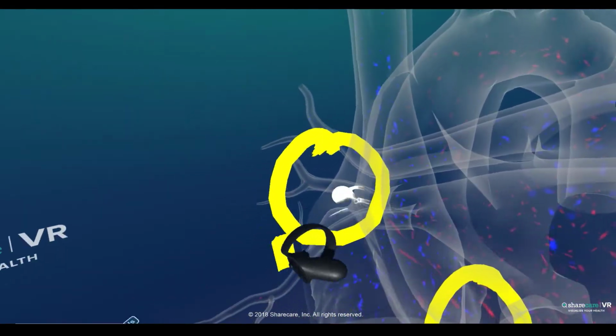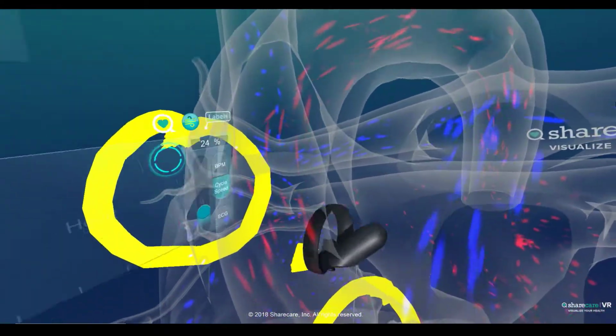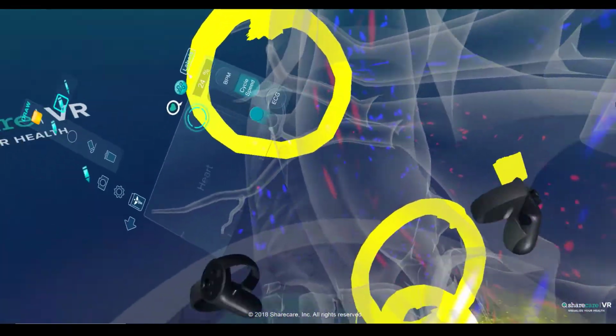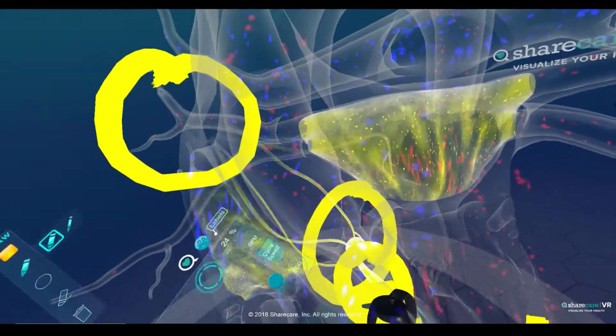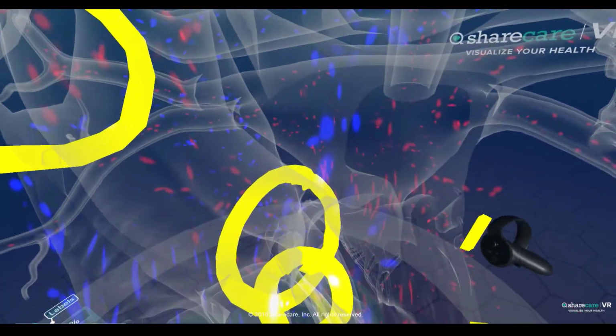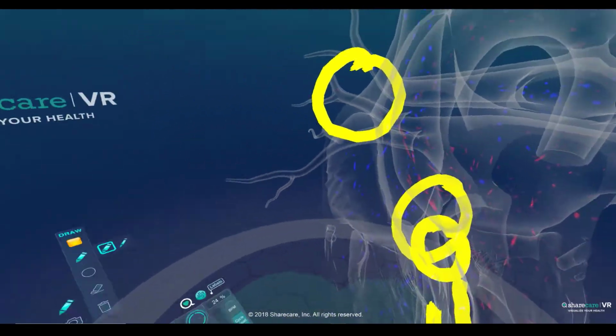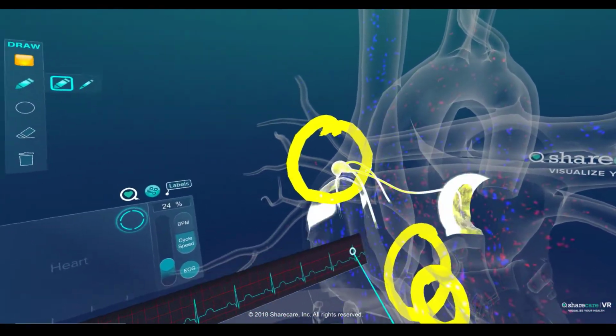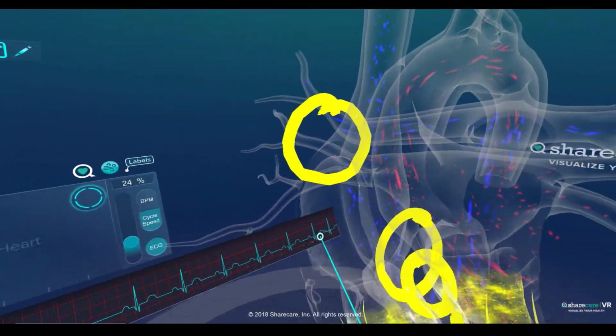So we have that being sent from this SA node. It surrounds both of the atria. They depolarize, and then they contract. And then that message gets sent to the AV node, and then it's going to surround the ventricles, and then the ventricles are going to depolarize and contract. So let's take a look at how that coordinates with our ECG.